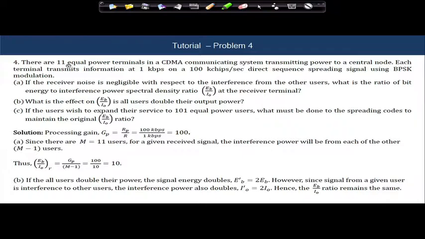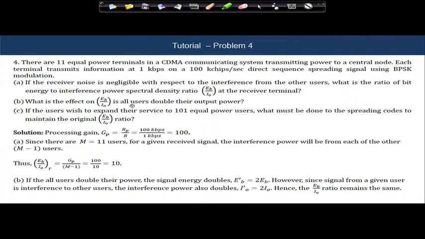What we see here is we have 11 equal power terminals in a CDMA system, and all these 11 terminals are transmitting to a central node. So there is going to be interference from each user to all other users. The information rate is 1 kbps, and we have a chip rate of 100 kilochips per second, and we have been asked what is the ratio of bit energy, that is EB, to the interference power spectral density, which is I0, at the receiver terminal in this case.